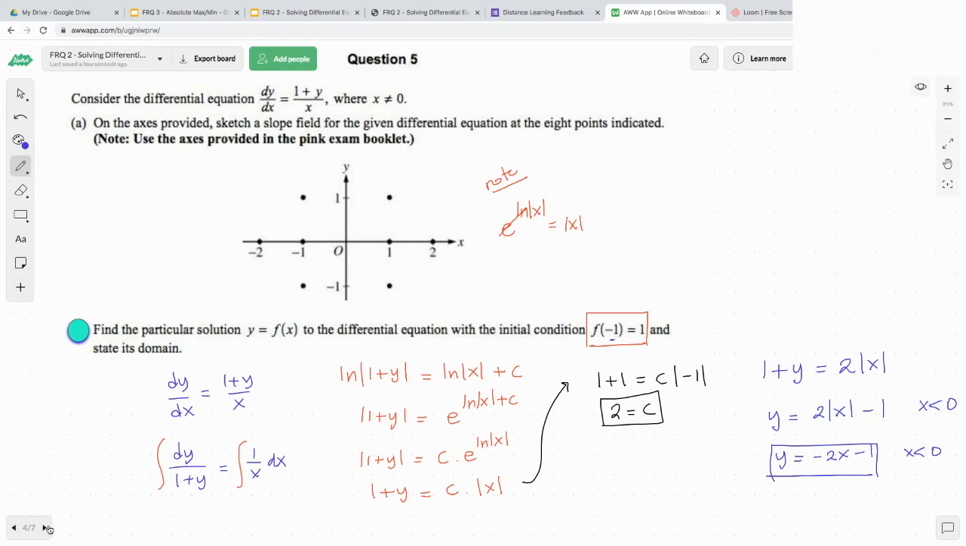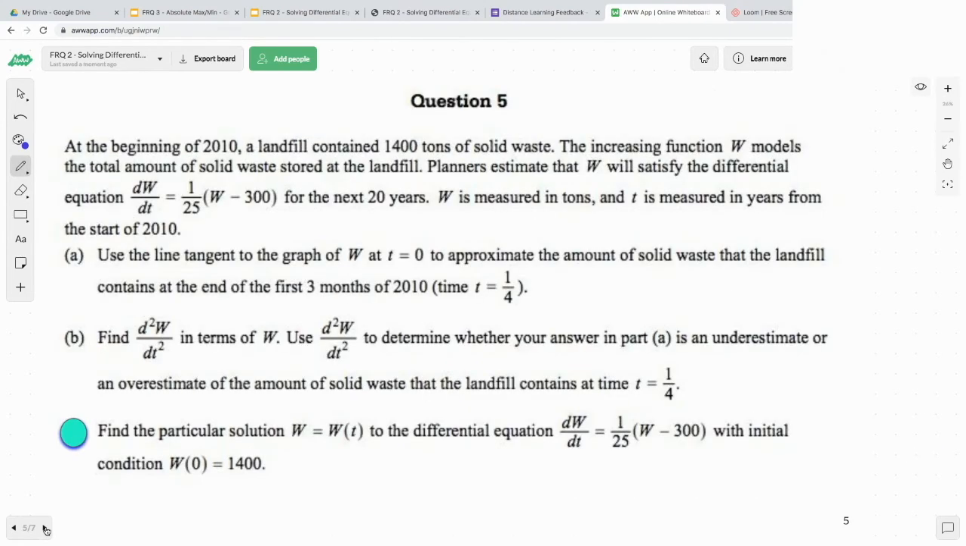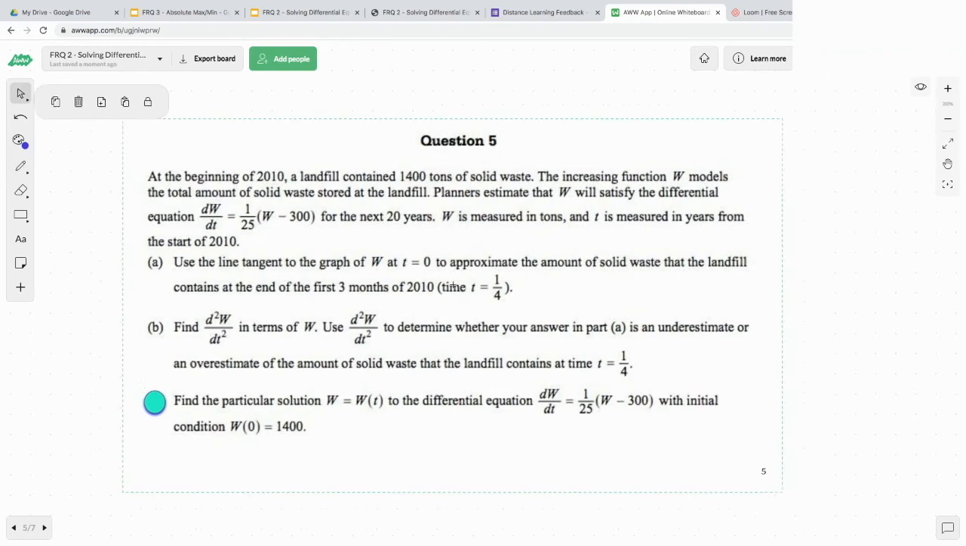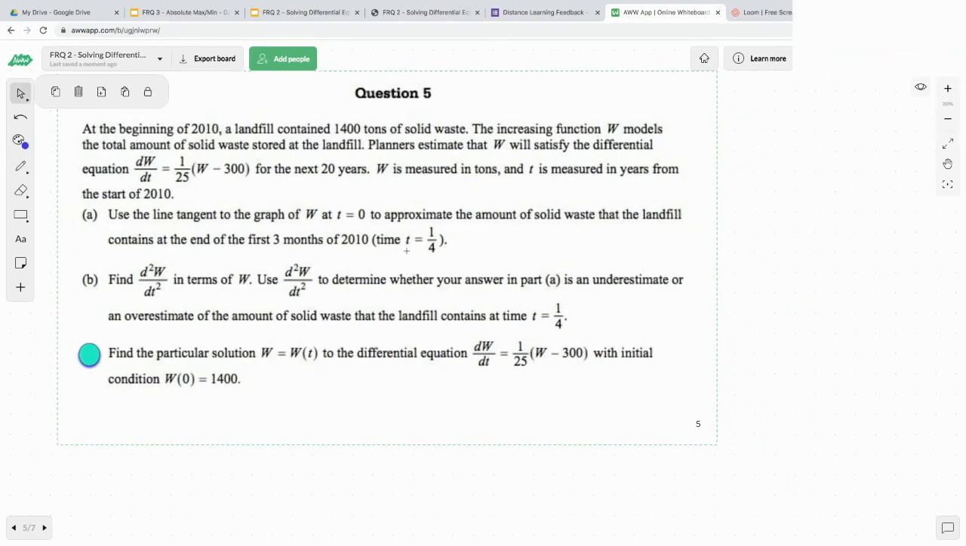Let's move on to the next question. This is question number 5 from 2011. Find the particular solution w to the differential equation 1 over 25 times w minus 300 with the initial condition right here.